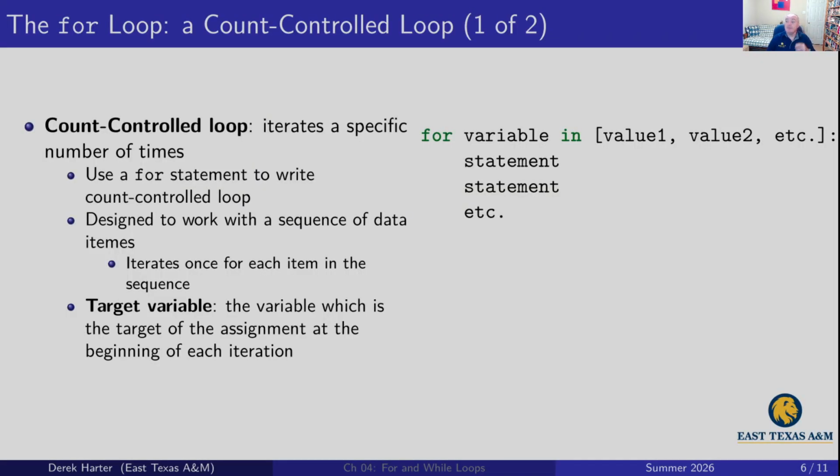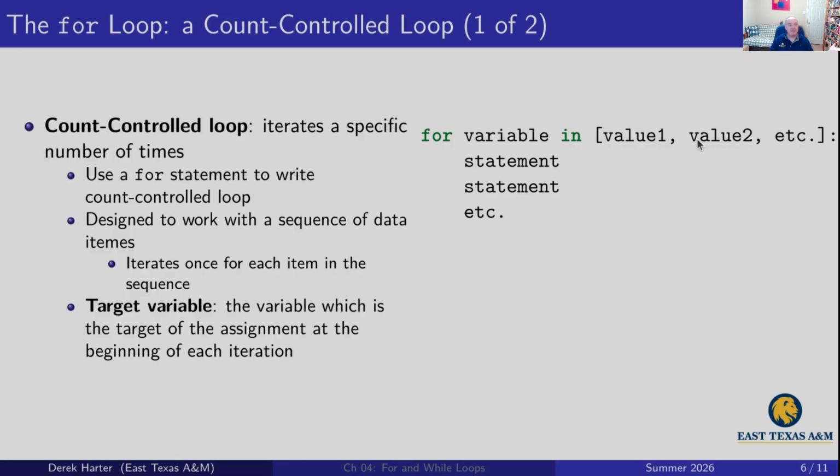So the other type of loop structure that you'll need are count controlled loops. In Python, you should usually be using a for loop to do a count controlled loop. So these iterate a specific number of times. That's what we mean by count control. In the syntax that's being shown here, what you give the for loop is a sequence of data items. We're going to talk more about sequences.